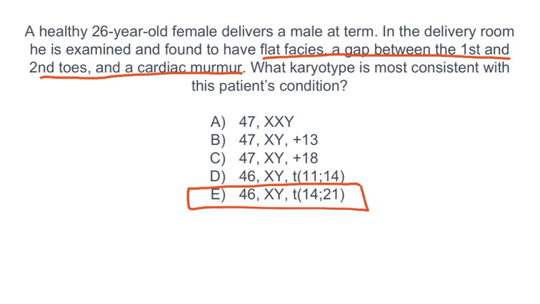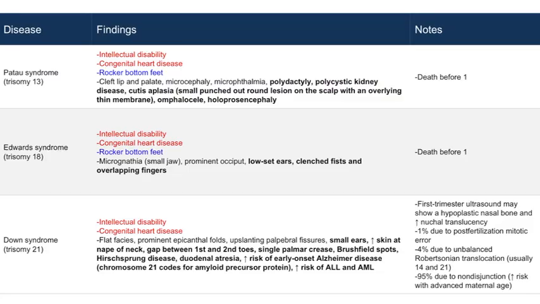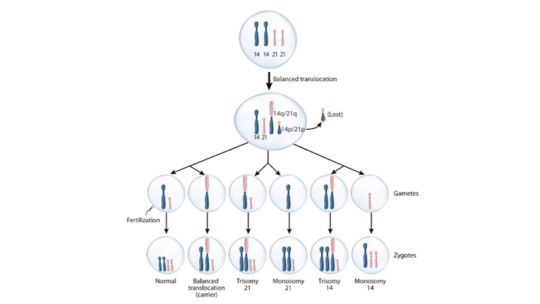A is Klinefelter syndrome, which we'll talk about in another video. B and C are Patau and Edwards syndrome, and D is a translocation seen in mantle cell lymphoma. From the table, notice that flat facies and a gap between the first and second toes are unique features of trisomy 21. From this figure, notice that a balanced translocation can result in a gamete with 2 segments of chromosome 21. If this gamete becomes fertilized, it results in trisomy 21.